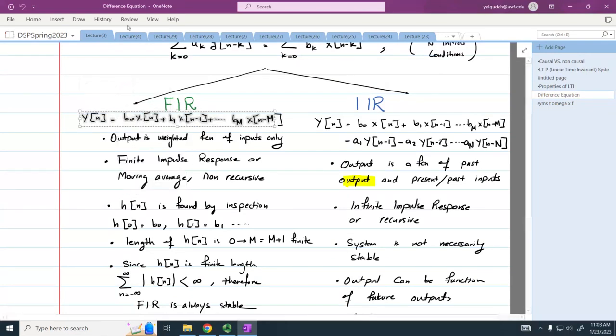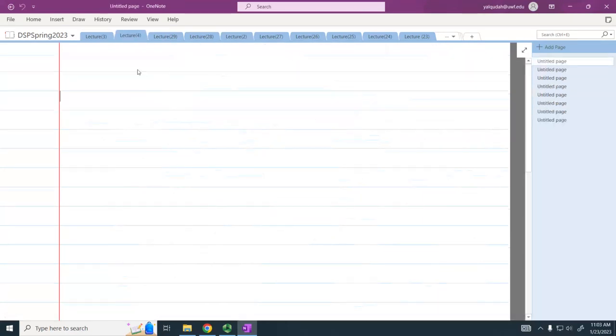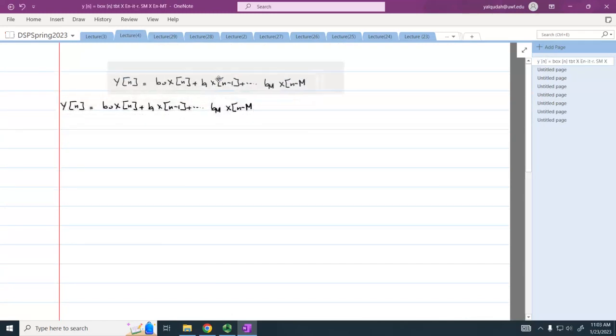So let's find the impulse response, and we'll finish that, and then we'll start a new topic, but we'll just go back to this for a second. So let's say we have an FIR filter that has this difference equation. Let's represent this FIR filter using a block diagram.